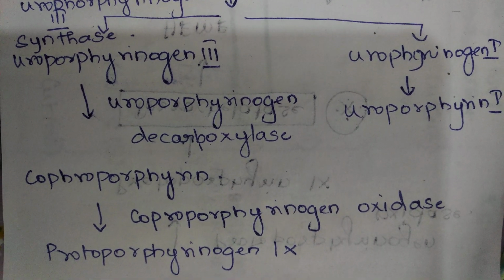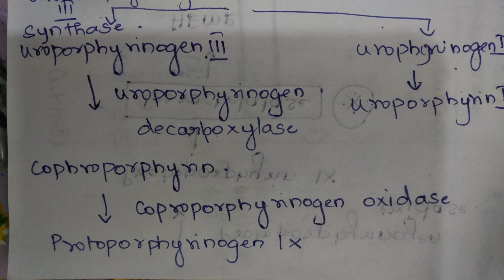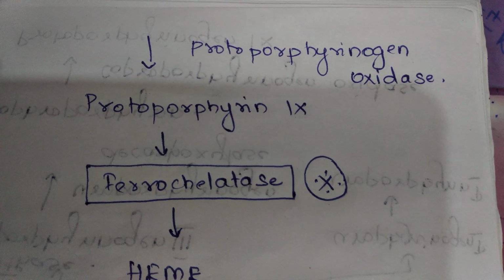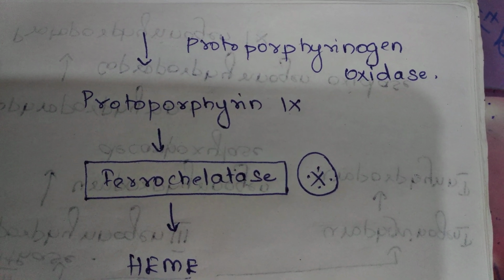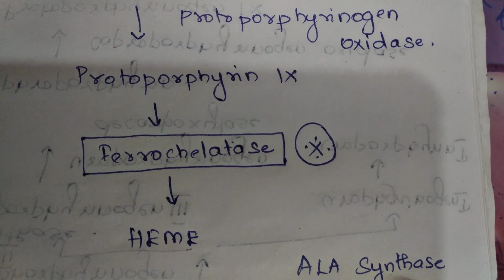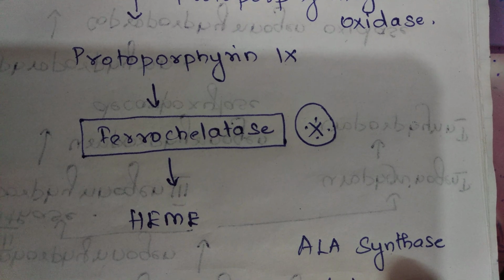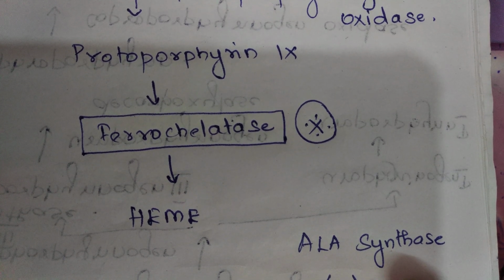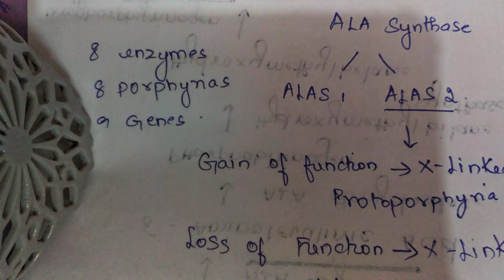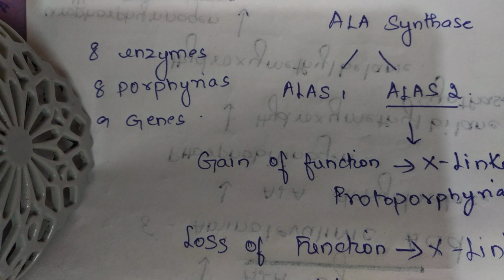Then we have two oxidation steps. Coproporphyrinogen, with the help of coproporphyrinogen oxidase, is converted to protoporphyrinogen 9. Protoporphyrinogen 9, with the help of the enzyme protoporphyrinogen oxidase, is converted to protoporphyrin 9. And the final step is catalyzed by the enzyme ferrochelatase, which is one of the important enzymes of the heme synthesis pathway. And finally, we have heme. In this pathway, we have 8 enzymes, 8 porphyrias, and 9 genes.